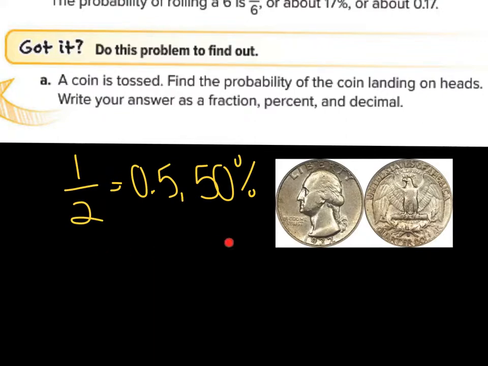Make sure that when you write this down, you include an image of a coin, or at least you write down the explanation that this is a coin. Or write a sentence: a coin has a 50% chance of landing on heads.